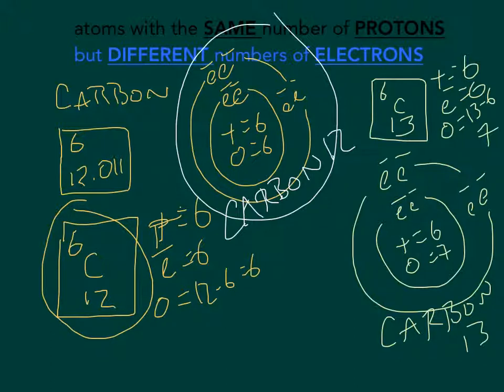This would be called carbon-13. Notice that the only difference between this particular atom of carbon and this particular carbon atom is the neutrons. This one has 6 neutrons, whereas this one has 7. Carbon-12 and carbon-13 are said to be isotopes. They have the same number of protons, but different numbers of neutrons.